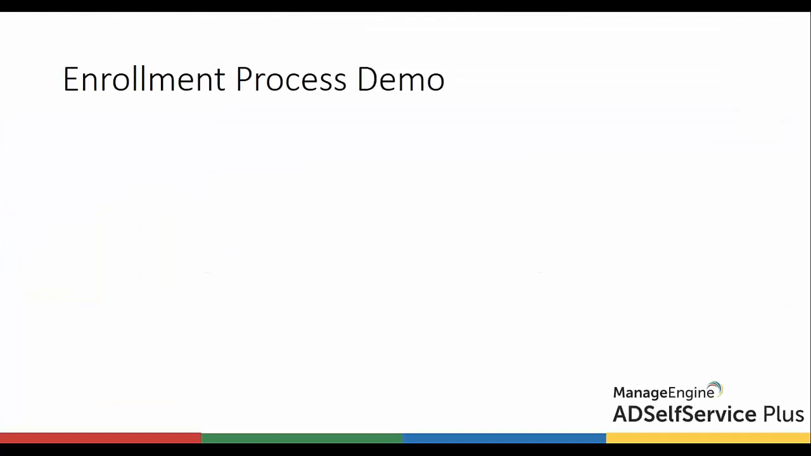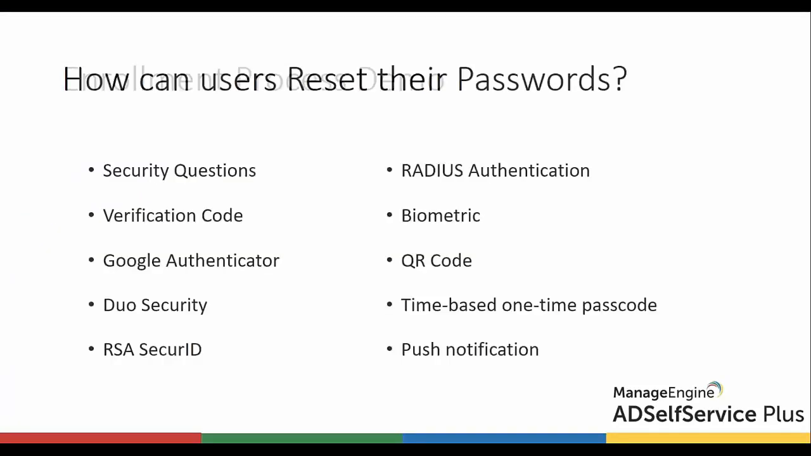So let's come back here. Let's go next. Okay. So how can users reset their password? There are 10 ways users can authenticate themselves and reset their passwords and unlock their accounts. The 5 on the left are the generic ones. The ManageEngine ADSelf-Service Plus team are working really hard, and they keep bringing out new ways users can authenticate themselves so they can reset their password.